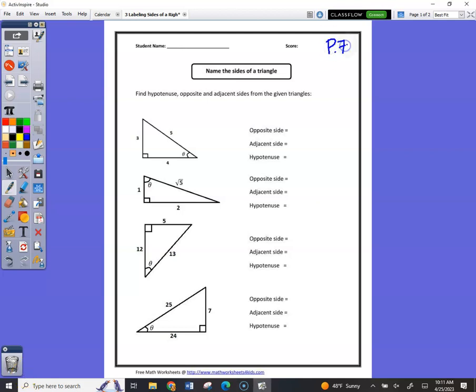This is page 72 because the Pythagorean theorem partner sheet was 71. We are getting into trig. Hold on one second. Before we start the actual trig functions, I need you to be experts at labeling a triangle based on a given angle. There's a couple of things on here.